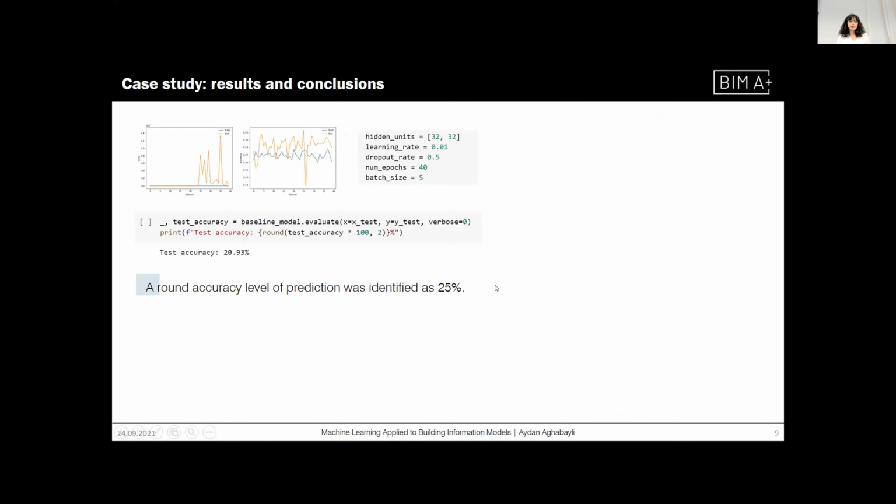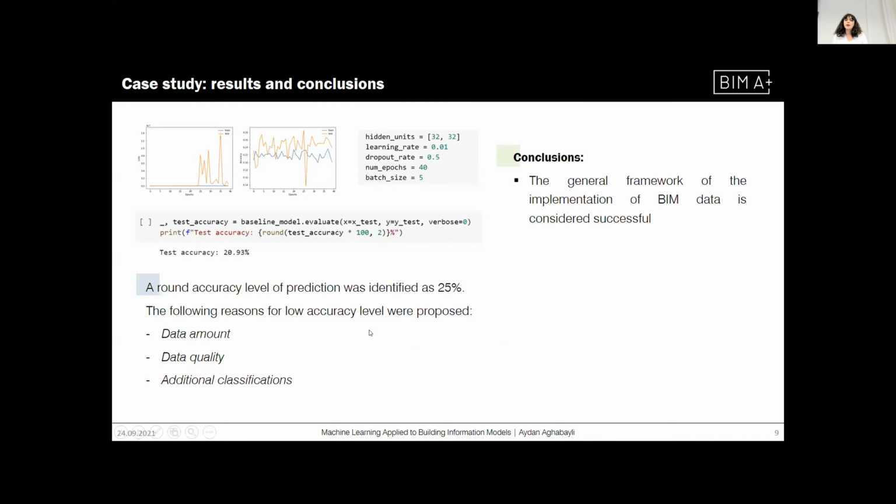So as a result, the machine learning algorithm was trained, and an accuracy level of prediction was identified at around 25%. The desired prediction level should be around 70%. So some reasons for that were identified. Firstly, it's the data amount, because with increasing data amount, the prediction results increase. Secondly is the data quality. In my case, the input data were synthetically generated, and it significantly lowers the quality. Also, additional classifications. In the case study, only the connections were used, but some additional classification can be added that would also improve the data quality. So conclusions from that: in general, the implementation of BIM data is considered successful.